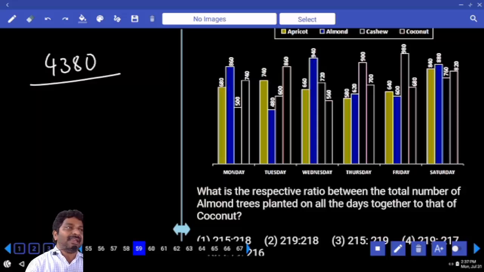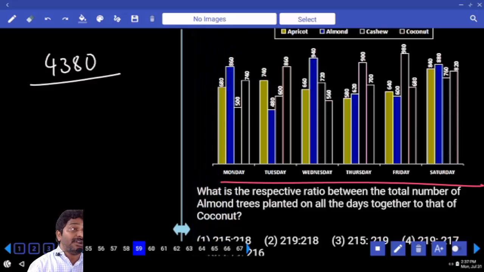See, if you write again in a table form, 5 by 4, 6 by 4, 24 numbers you need to write. There are 6 days, and every day has 4 numbers. 6 into 4, 24 numbers you need to write. Understood? Just writing takes more than 1 minute. So if you pick the data carefully, that's enough.